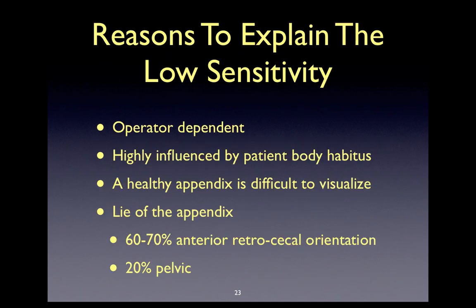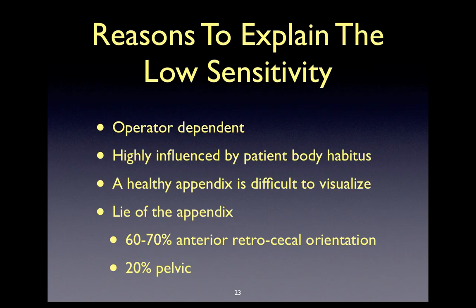There are several reasons to explain the low sensitivity of ultrasound for the diagnosis of appendicitis. One must consider that this is an imaging modality that's highly dependent on operator skill. It will also be highly influenced by patients' body habitus. Remembering that healthy appendixes are exceptionally difficult to visualize. And then an understanding that the lie of the appendix will also influence the level of difficulty in finding this appendix within the right lower quadrant.